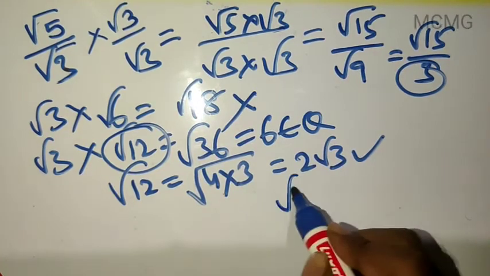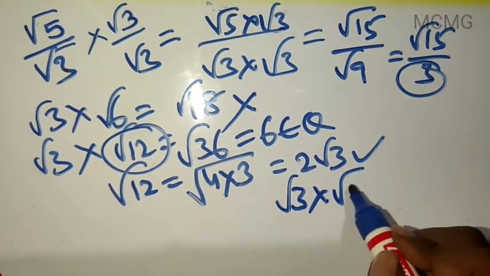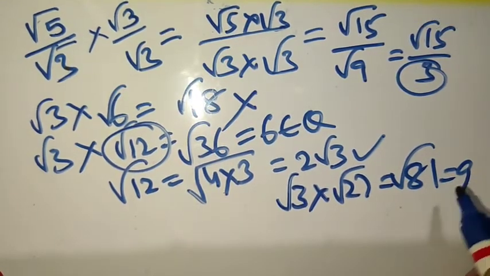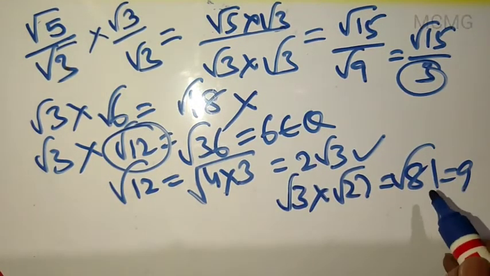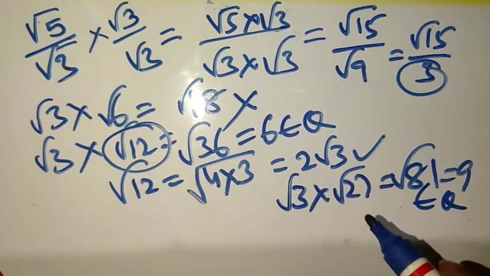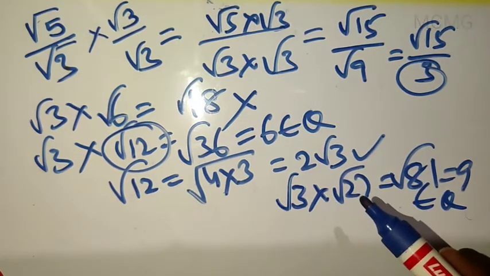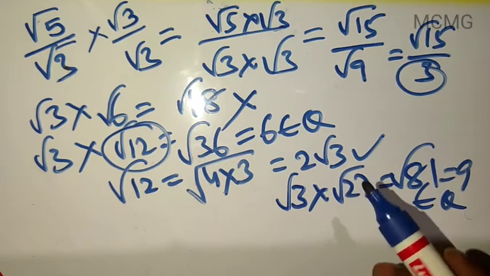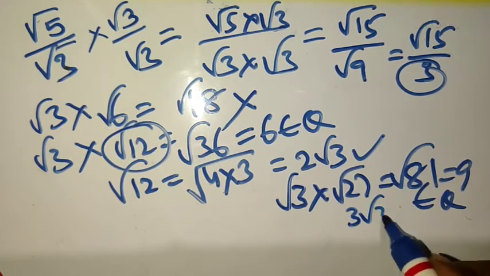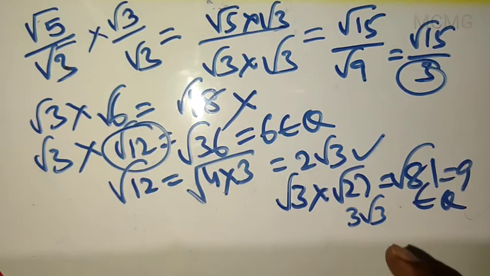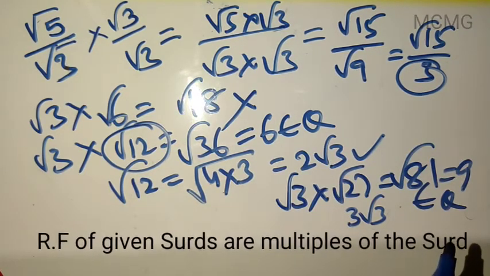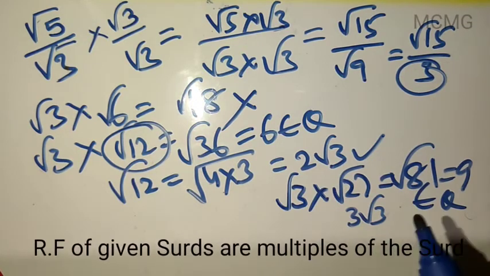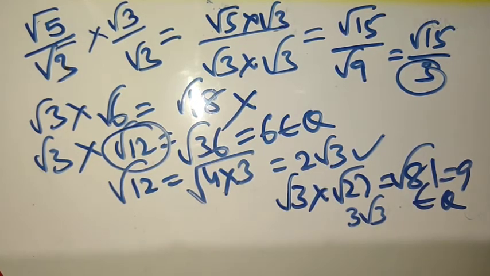For example, root 3 into square root of 27 gives square root of 81, which is equal to 9. It is a rational number. So square root of 27 is another RF of root 3. And also if you write it in simplest form, we can write it as 3 root 3. So what can you conclude from this? The RF of a given surd is not unique. It is infinite. Is it clear?